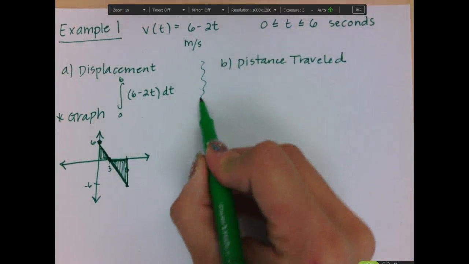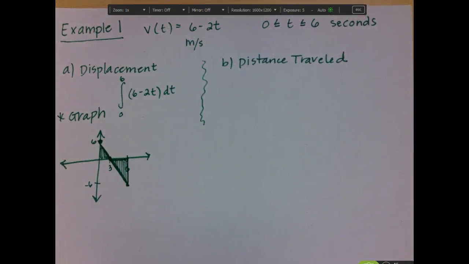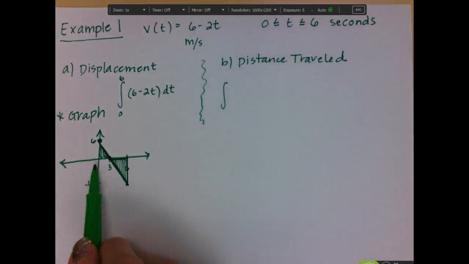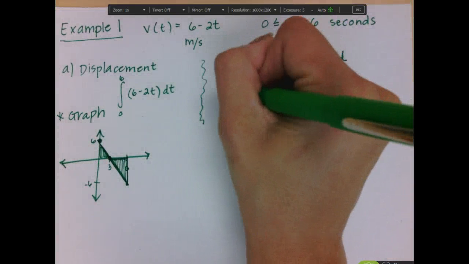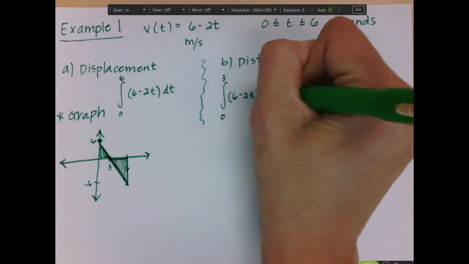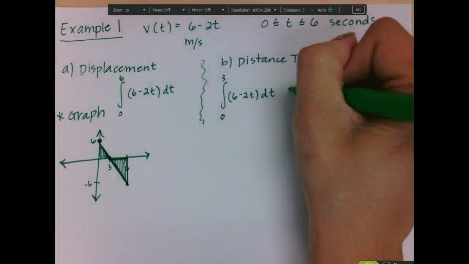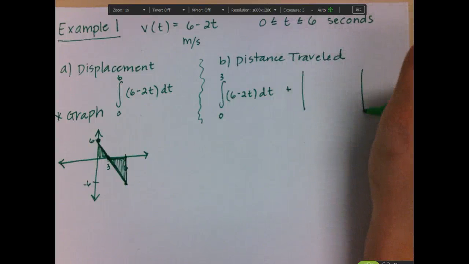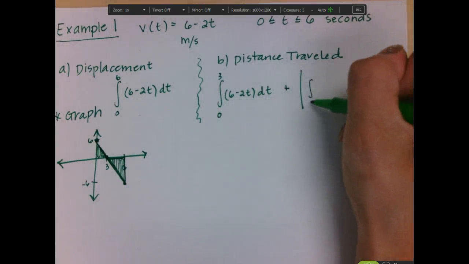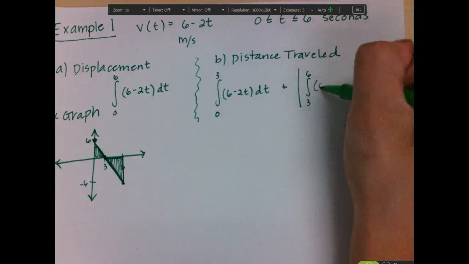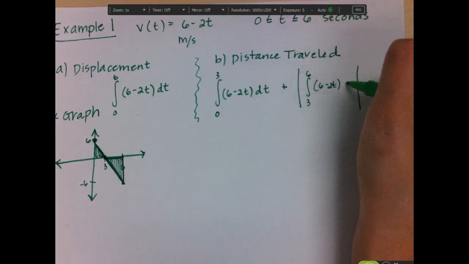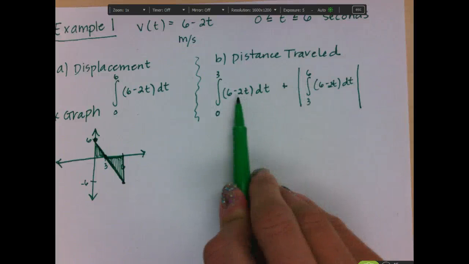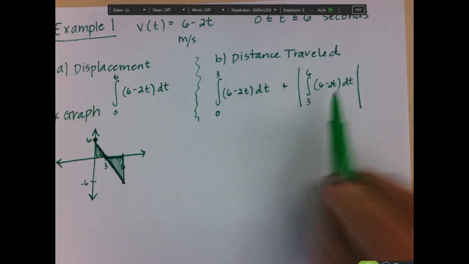In the distance traveled piece, we do need to separate it into two intervals. So what I'll need is an interval from 0 to 3, and I will again integrate the velocity function with respect to t. And to that, I'm going to need to add the absolute value from 3 to 6, since that region is below the x-axis. So I'll get a negative region over here, a positive region over here, but I'll take the absolute value in order to combine the two.